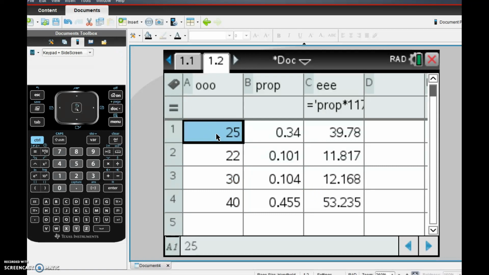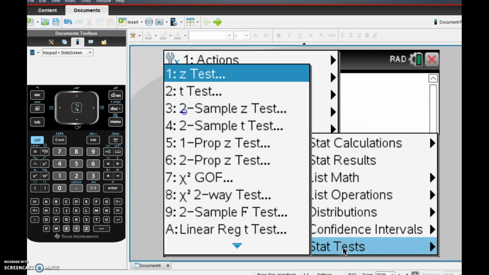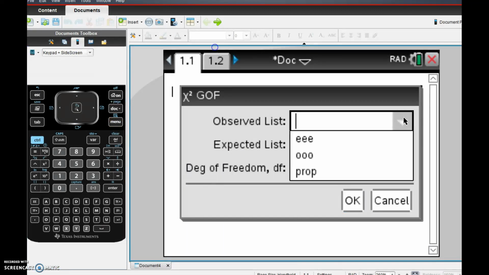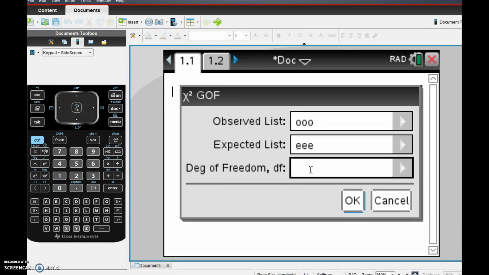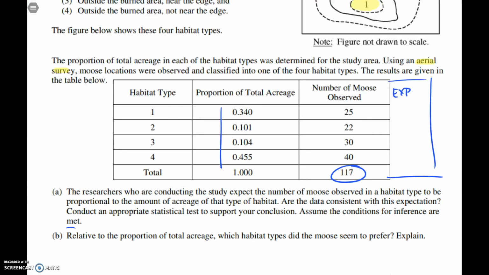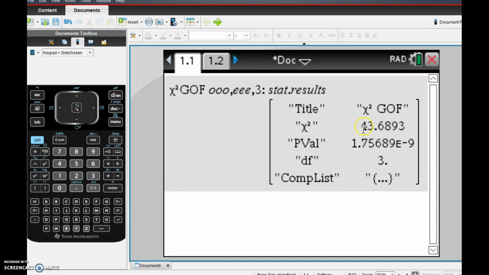Or could this just be chance variation types of differences? So let's run our test. Menu, statistics, stat test, goodness of fit, put in your observed, put in your expected, degrees of freedom. How many categories were there? Or how many responses were there to this one categorical variable? Looks like there were 4 regions. 4 minus 1 is 3. Test statistic, p-value very small.